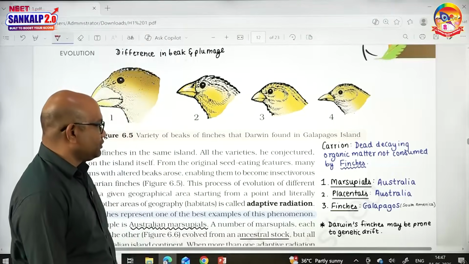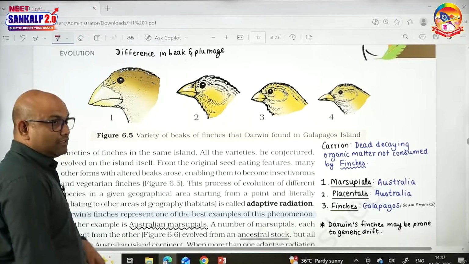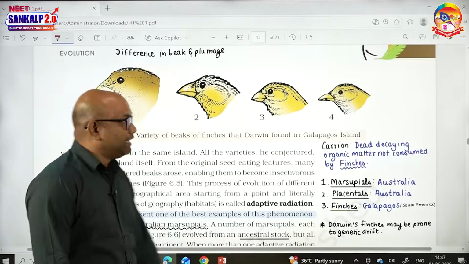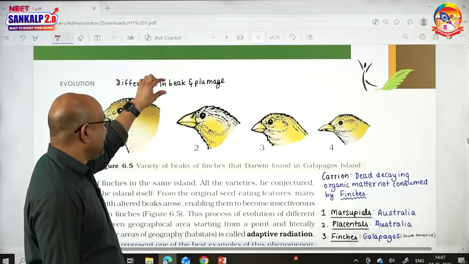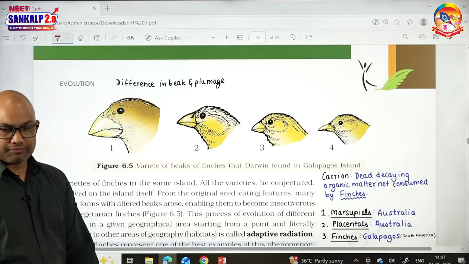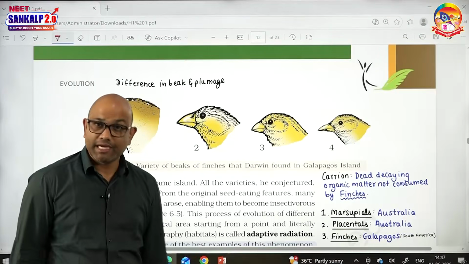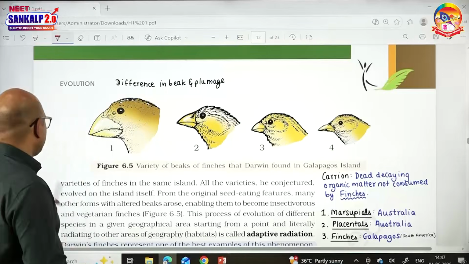From the seed-eating finch, different finches evolved, like cactus-feeding, insect-feeding, and fruit-feeding finches, depending on the differences in their beak size and also in the plumage. So, evolution of finches is adaptive radiation, marsupials is adaptive radiation, placentals also adaptive radiation.